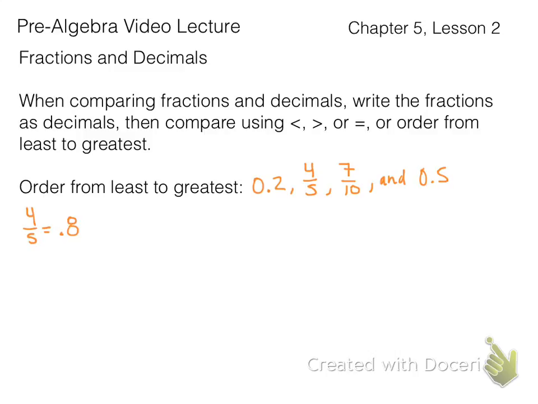Okay, so let's turn my two fractions into decimals. 4/5 turns into 0.8, 7/10 turns into 0.7, and let's go ahead and order these.